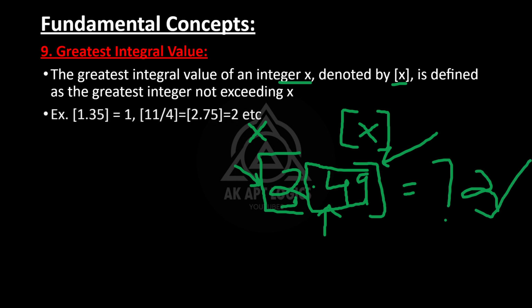So let us see an example. See, for example, 1.35. There are square brackets around it, right?